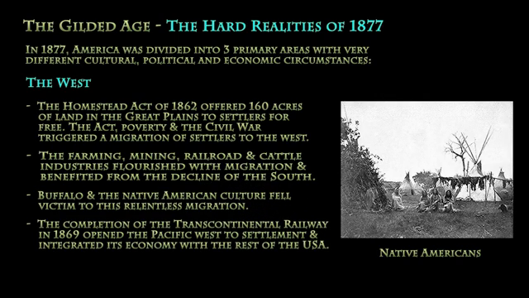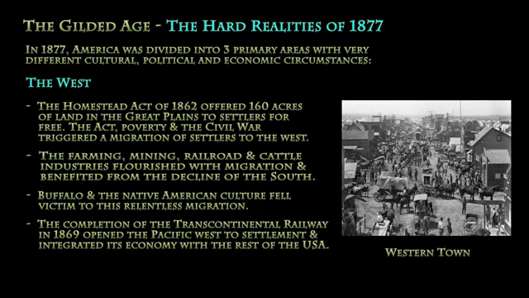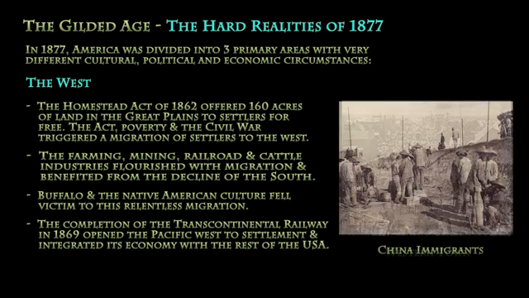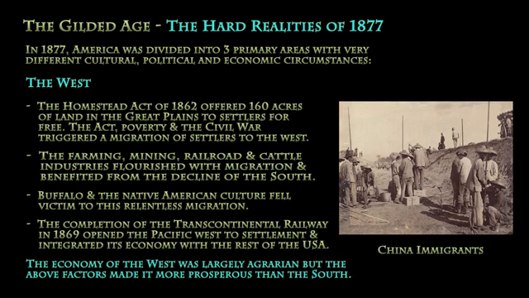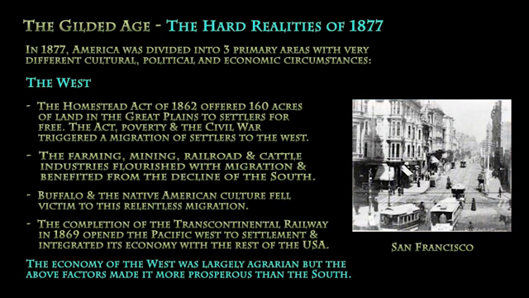The completion of the Transcontinental Railway in 1869 opened the Pacific West to settlement and integrated its economy with the rest of the USA. The economy of the West was largely agrarian, but the above factors made it more prosperous than the South.